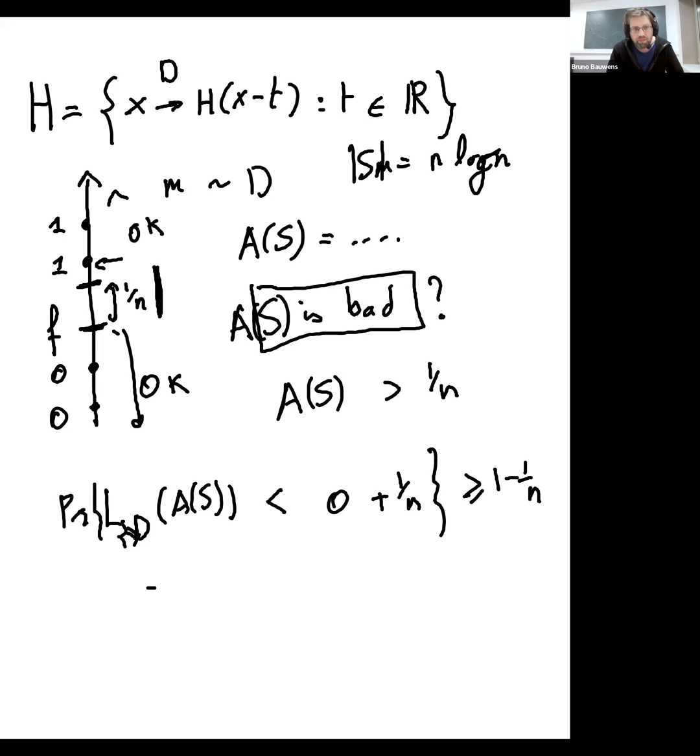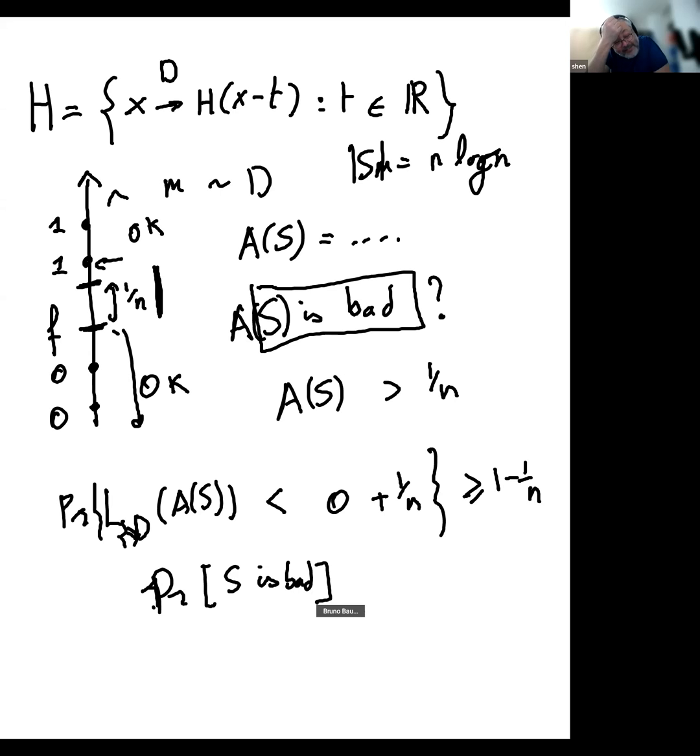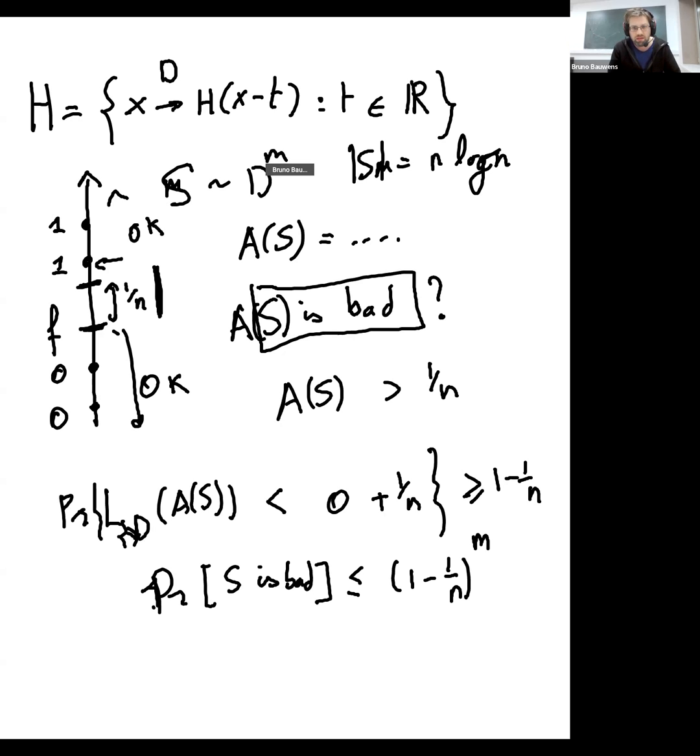So we have to bound the probability that S is bad. The probability that the first sample is bad is at most 1 minus 1 over n. S is taken from D to the m. The probability that all m samples avoid this region is 1 minus 1 over n to the power m. And now we can bound it by exponent of minus m times 1 over n.